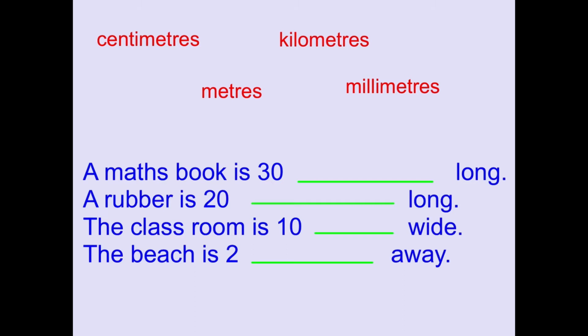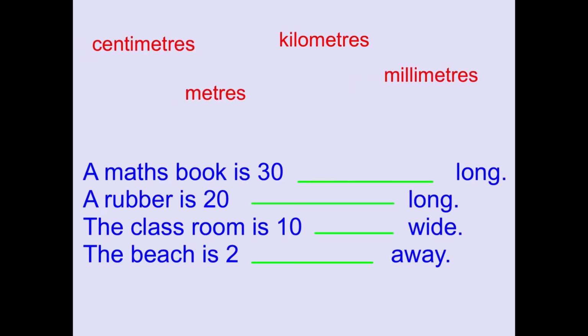So the first one said, a maths book is 30 m's long. So think about your maths books. Do you think they're 30 metres long, 30 millimetres or centimetres? Then we've got a rubber is 20 m's long. Think about the size of a rubber. The classroom is 10 m's wide. No, I'm not completely sure about that. I haven't checked. Then it says the beach is 2 m's away.